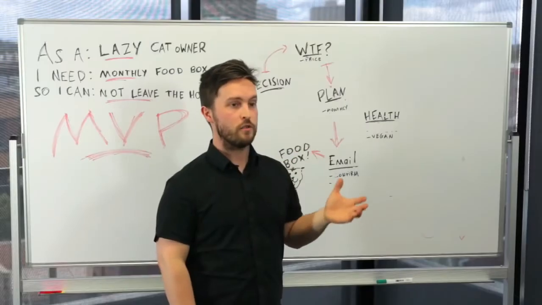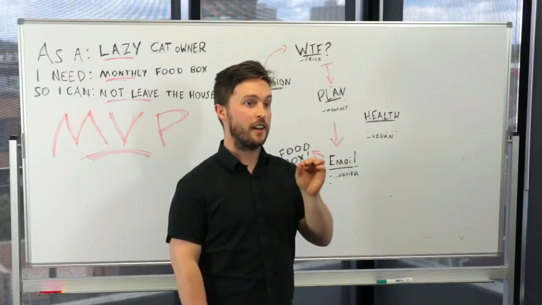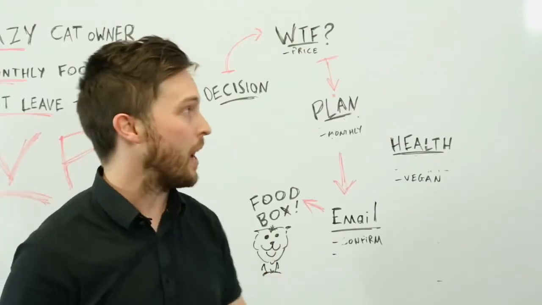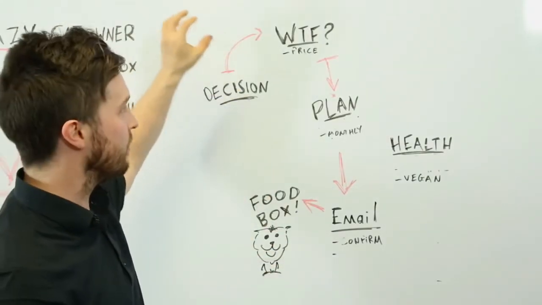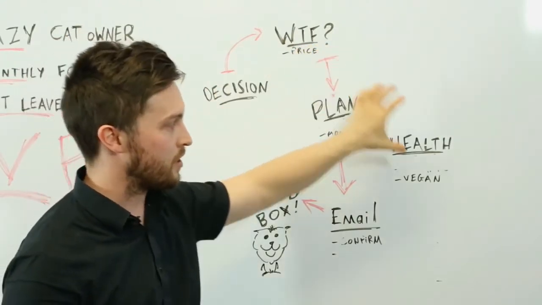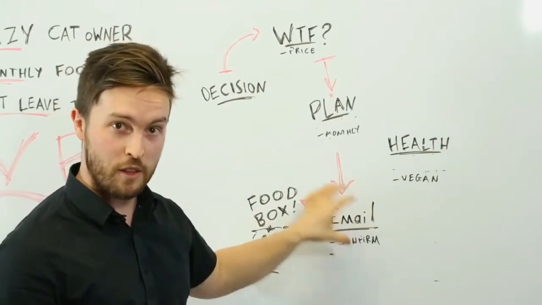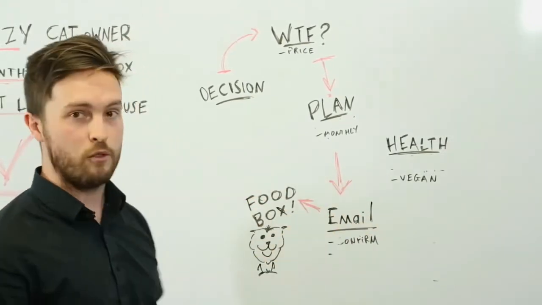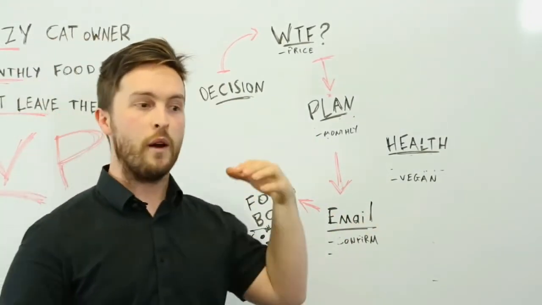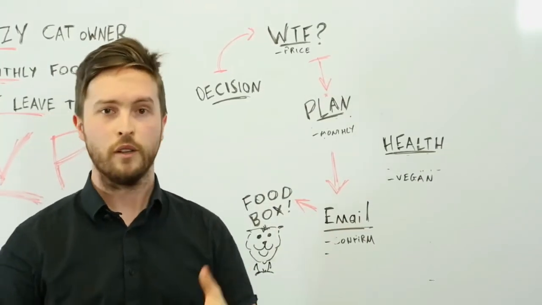Cool. So we've just rubbed out all of the fat in the idea. Only the things that are necessary for it to exist remain. You make a decision, you find out the price. There is only one plan, which is monthly, and it's only vegan cat food. You get one email to confirm that you get the product, and then you get your food box, and that's it.